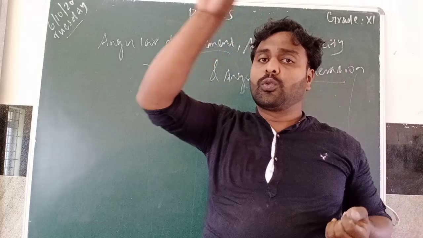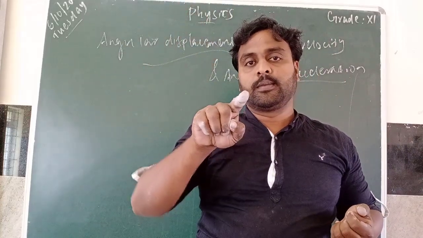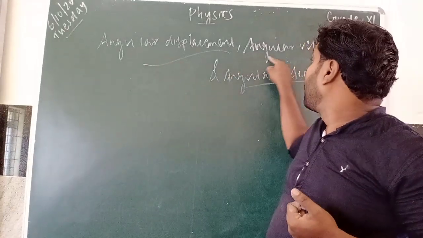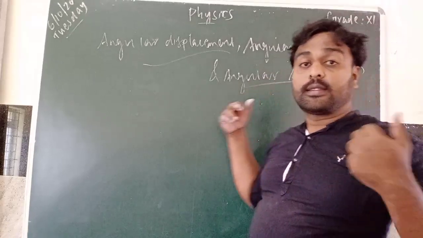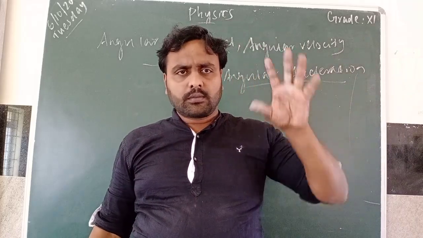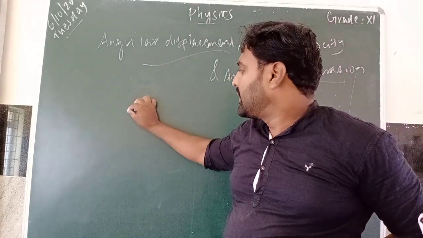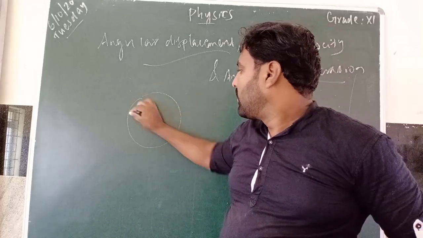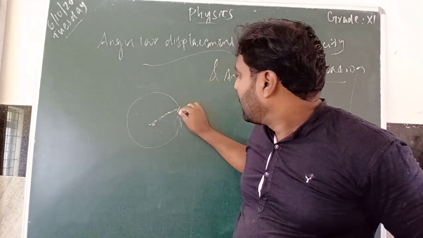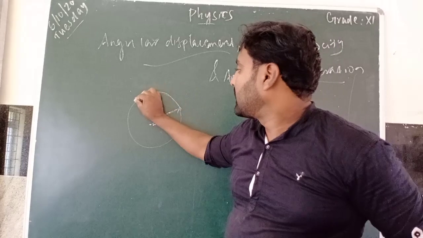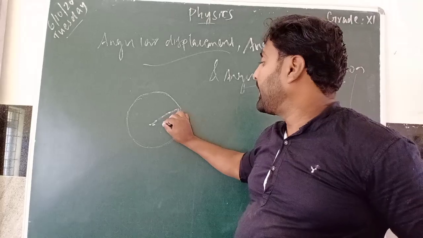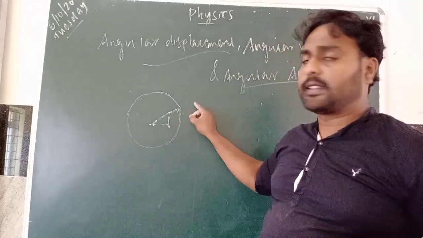So any object which is moving in circular motion, there we use the term angular: angular velocity, angular acceleration. So the definition is saying, first, assume that this is one object, one particle, which is moving in circular motion. One particle moving in circular motion has a radius r from the center of the circle.